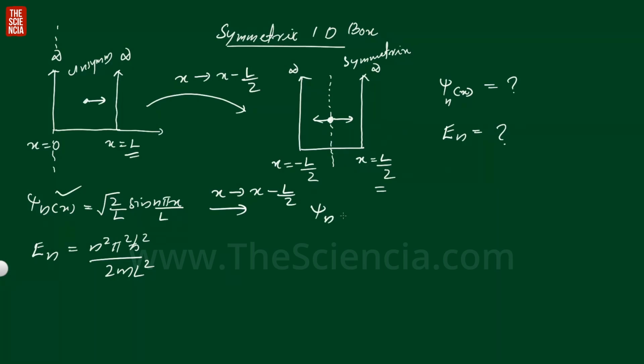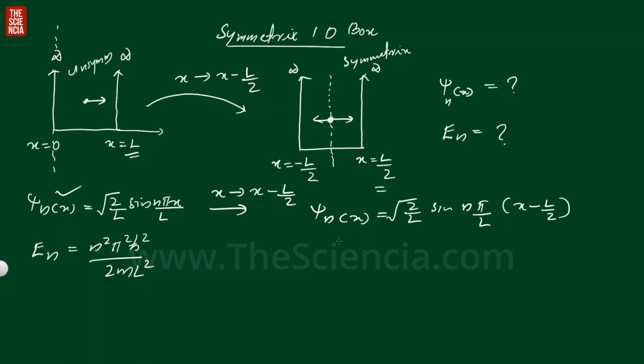So what will we get? Psi n of x equal to root 2 by L. Here the length is not changed, so it is root 2 by L sin n pi by L into x. x is changed to x minus L by 2, right?